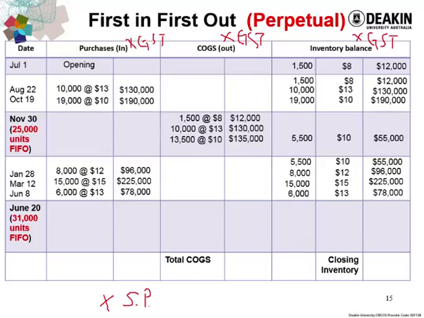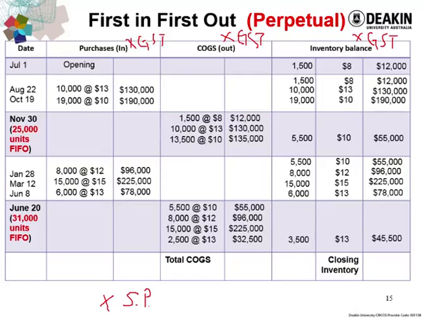Then on 20th June, we sell 31,000 units. So in the out column, in the middle column, we get rid of the first 3 lines of existing balance. So namely 5,500 units at $10 each, 8,000 units at $12 each, and 15,000 units at $15 each. The remaining 2,500 units at $13 each. So this will leave us 3,500 units at $13 each.